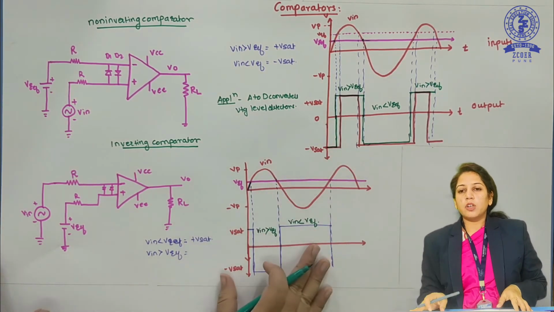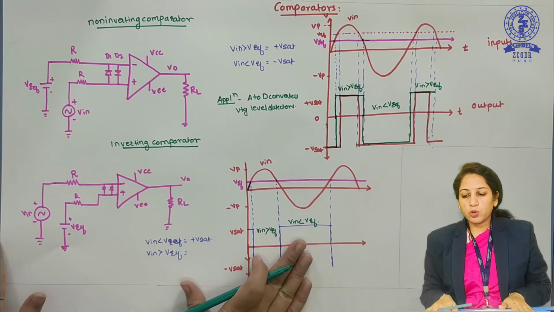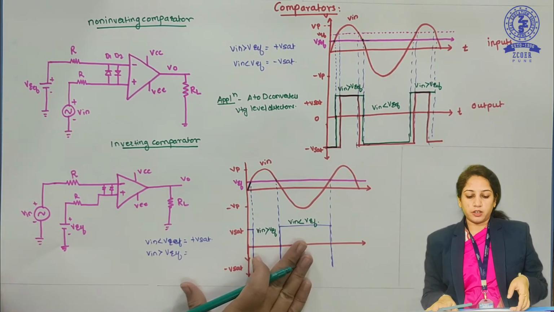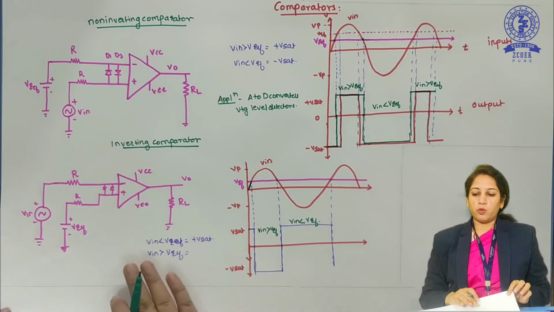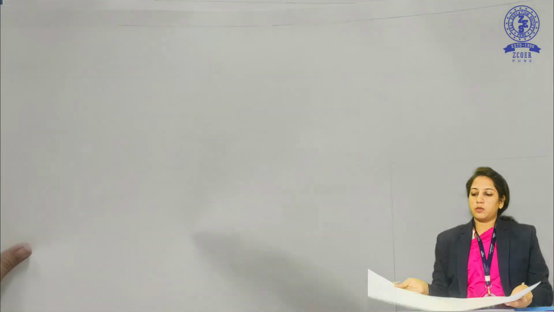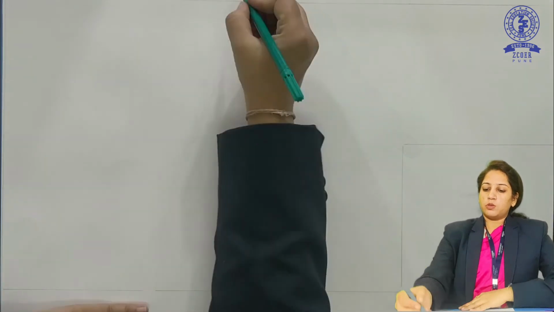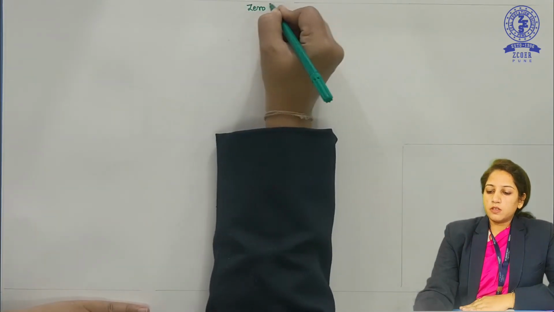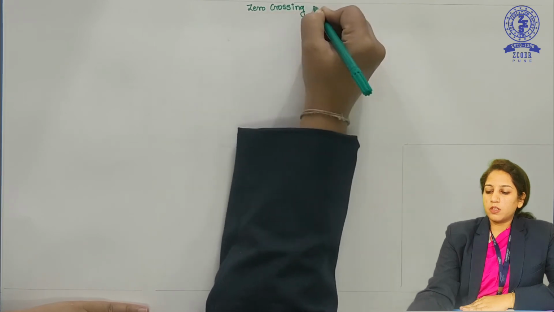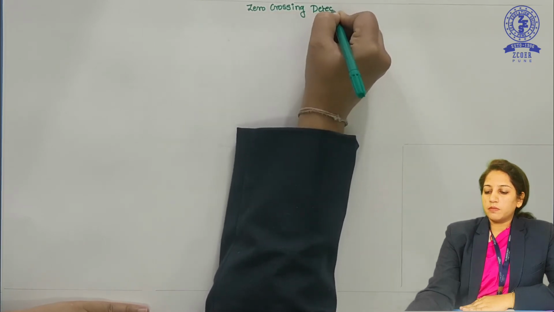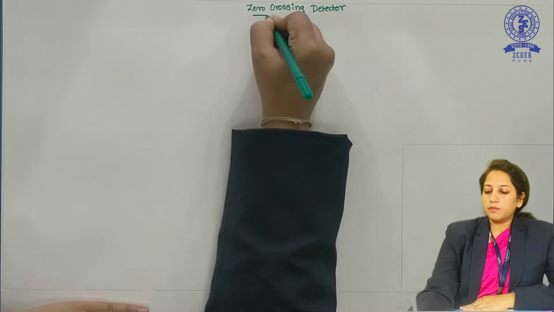Okay. So now in this lecture we will see the zero crossing detector. It is a comparator only, with V reference of 0 voltage. Zero crossing detector.